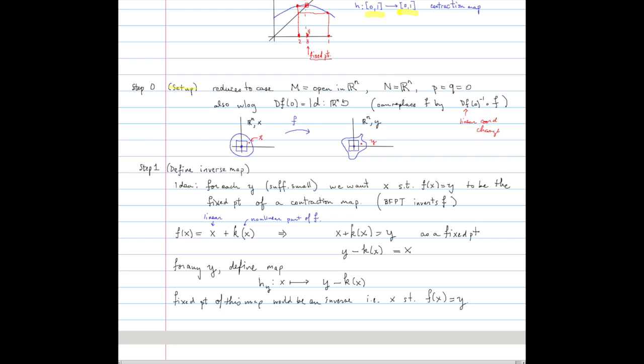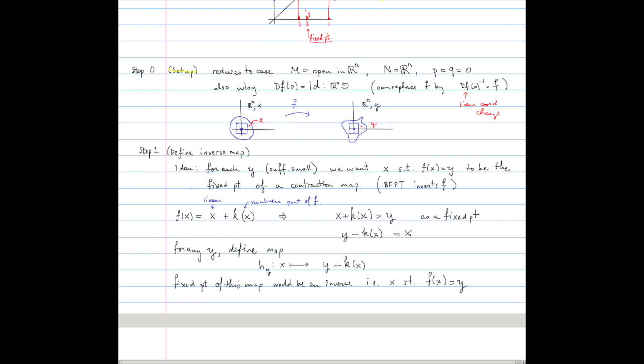And the idea is that for a fixed y, in order to find this point x, I'm going to express it as the fixed point of a contraction mapping. That contraction mapping is going to depend on the point y that I am trying to invert. So I've written here that for each y sufficiently small, since this is a local inversion, we are trying to find this x such that f of x equals y, and we're going to arrange that it be the fixed point of a contraction map. So in this sense, it is the Banach fixed point theorem which will literally invert the map f.